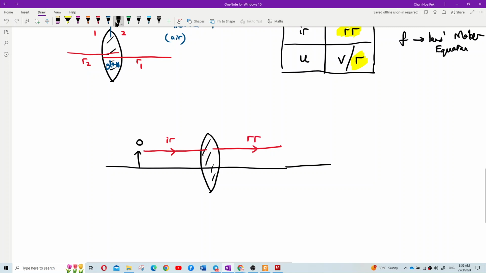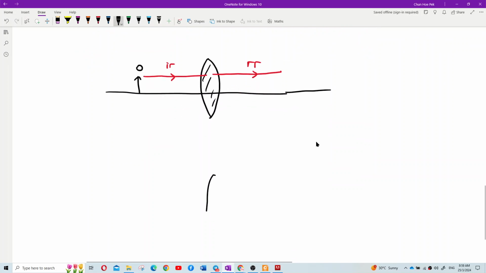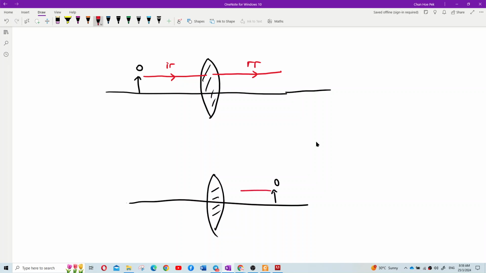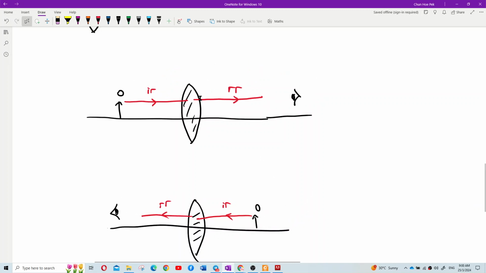If you draw your object, class, at the right hand side, then make sure your incident ray comes from the right hand side. Understand? Incident ray, refracted ray. Make sure the light comes from the object. If the observer is over here, observer, okay, make sure the light comes from the object.